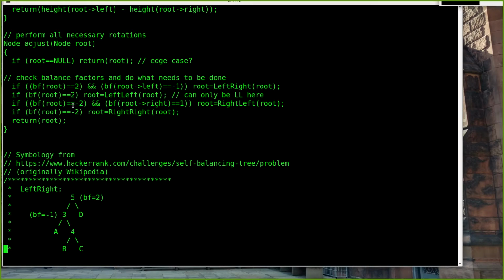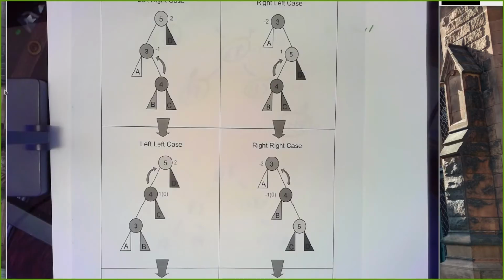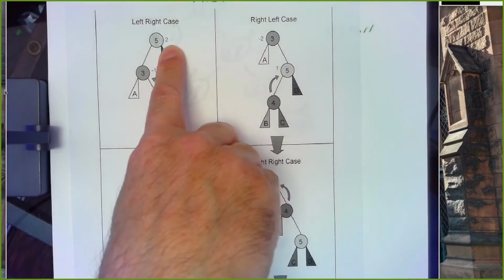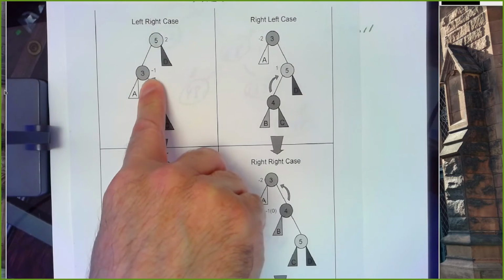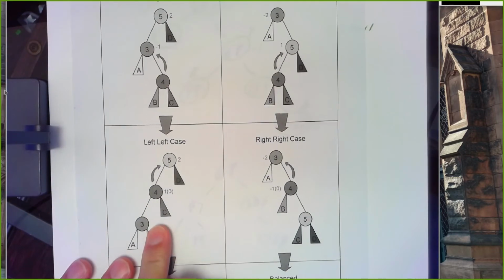If the balance factor is 2, then we do a left-left adjustment. And I'm kind of skipping some if statements in here, right? If we're in a left-right case, this will be 2, this will be -1. We'll go ahead and do a left-right adjustment to come down here.